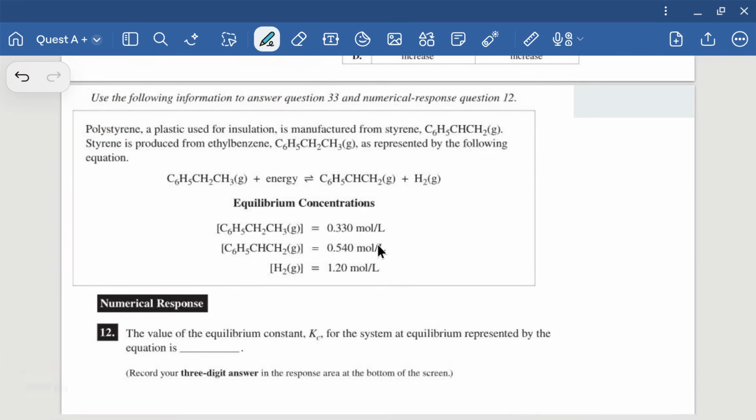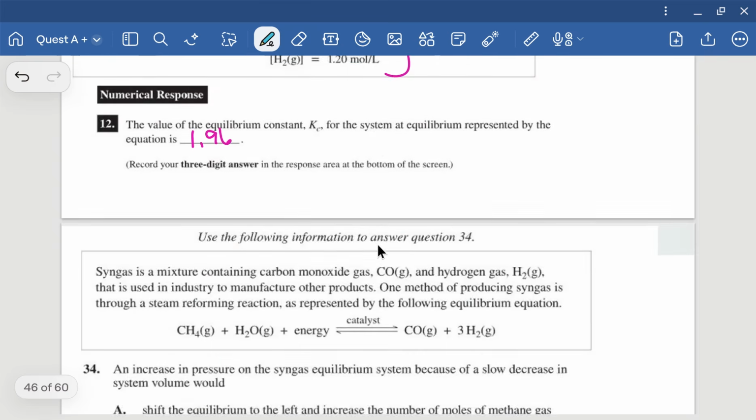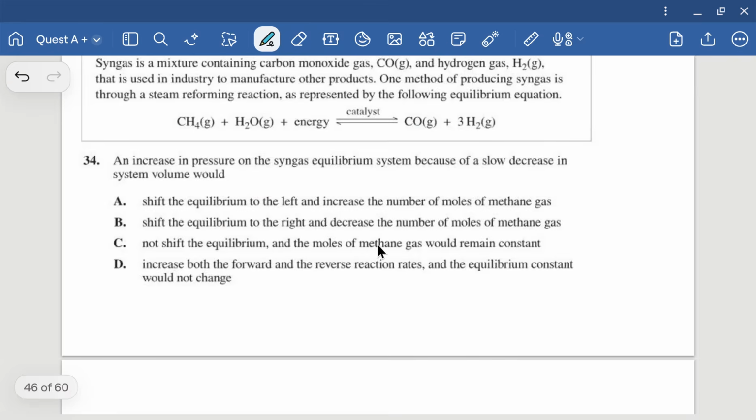Question number 12, the equilibrium constant for the reaction above. You are just filling this out. So you write out the Kc expression, products over reactants, and fill in these values. We don't need any exponents because everything is a 1-to-1, and you'll see your value here is 1.96. Now I'm really sorry. I wish I could go back to the last one, but we'll keep going.